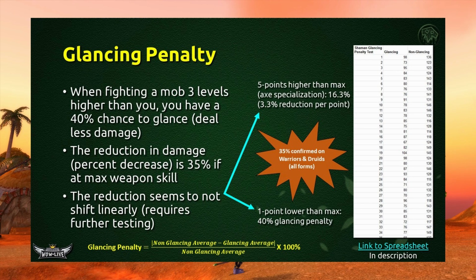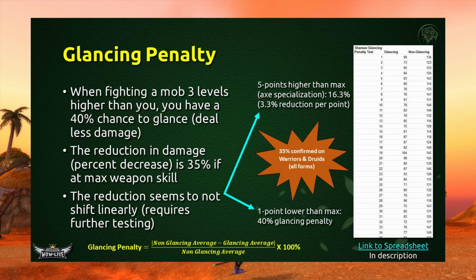Another thing we found is that it seems like the reduction shifts non-linearly, which means that a point reduction and a point increase don't translate very well. So, for example, I also tested this with 1 point below max weapon skill on my shaman, and it was a 40% glancing penalty. So just that 1 point gets you a 5% decrease in the reduction.